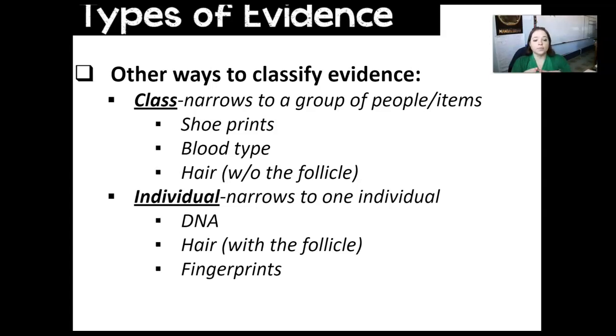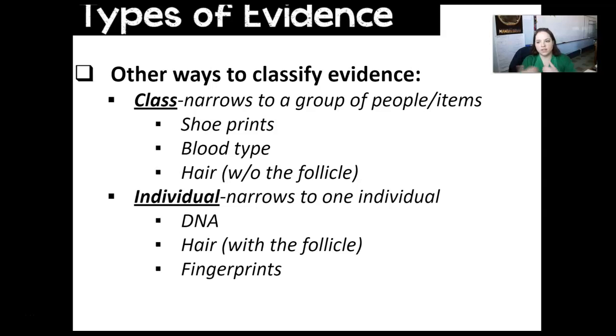Whereas hair without it, it's class. There's certain parts in the hair, which we'll learn about, that can go towards a class of people. Blood type. I am A negative. My boys are O negative. So if they pop up a blood type, they're like, oh, it's O negative. Well, then you could look at my boys. Whereas if it's A negative, you could probably look towards me. Shoe prints. Remember, shoes come in all different sizes, and they're all the same.